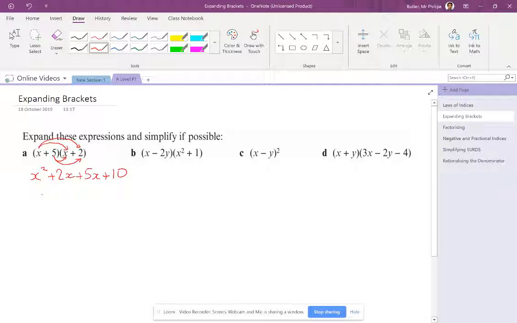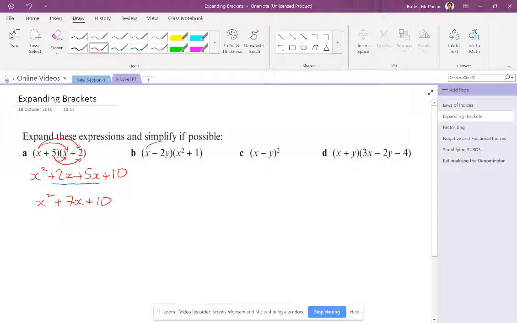So now we can look for anything that we can simplify. We can simplify these two terms here. You add those two together, you get x squared plus 7x plus 10. And that is that expanded. And it doesn't matter what's in the brackets, you can just follow those same rules.